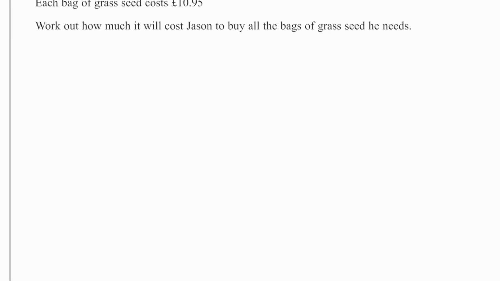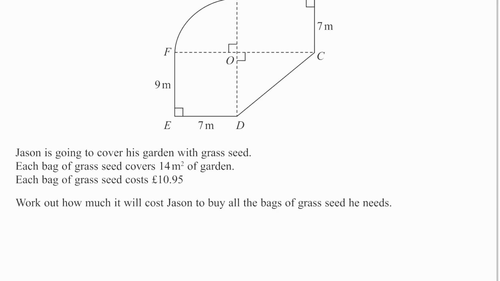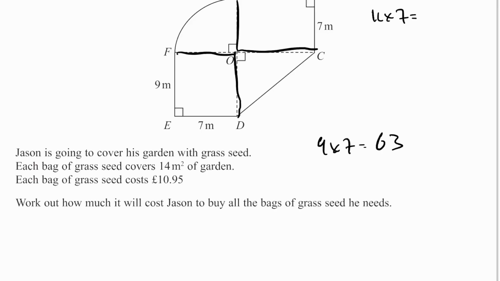Okay, so the first thing that we can do is work out the area of the easy bits. So we've got a square here, or a rectangle here, and another rectangle over here. So very simple to work that out. Hopefully you just do 9 times 7 for the first rectangle, and that should give you 63. And you do the same thing over here, 11 times 7, and that should give you 77. Perfect, so we've got 2 of them now.